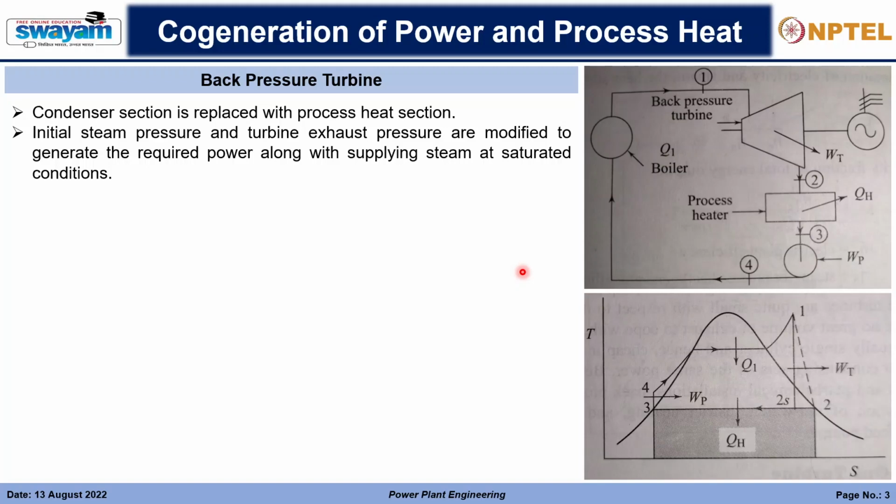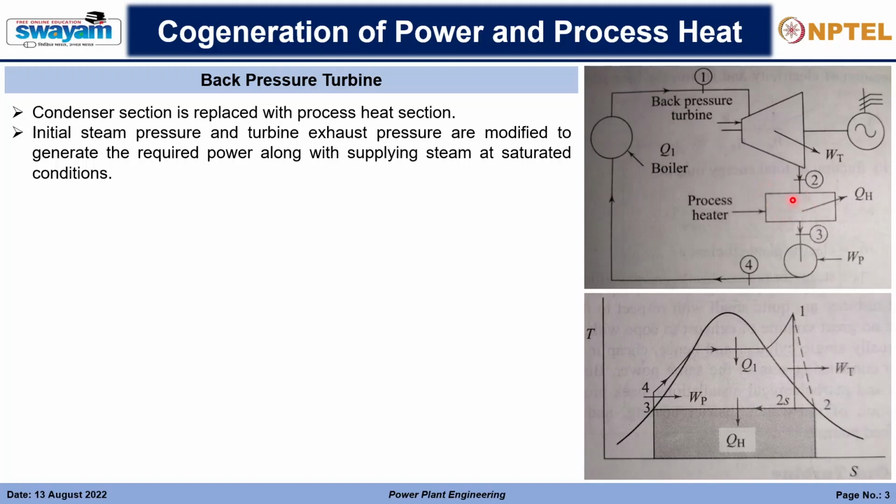Cogeneration of power and process heat can be done by two processes, of which the first one is using a back pressure turbine. Here I am showing you the schematic. It is a very simple arrangement, and the maintenance cost and the setting up cost are very low. Here you can see this is the turbine and this is the boiler. From the boiler the steam is generated, this is the inlet to the turbine, and from the turbine it is going not to the condenser. The condenser is replaced by the process heater segment.